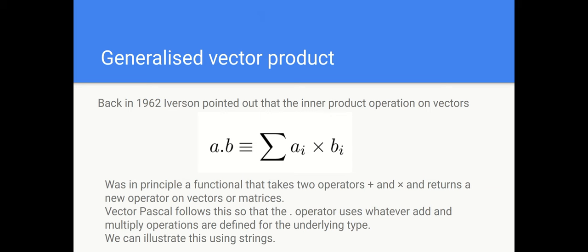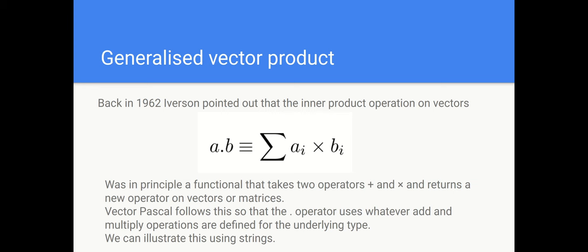Now, a point about matrix multiplication. Iverson, back in 1962, pointed out that the inner product on vectors, which is A dot B, is given as a sum of A_i times B_i. And this is, in principle, a functional, since it takes two pre-existing operators, plus and multiply, and returns a new operator on vectors or matrices. Now, in his proposal, you wrote the dot in between the two operators you wanted. So you would write plus dot times to indicate matrix multiply.